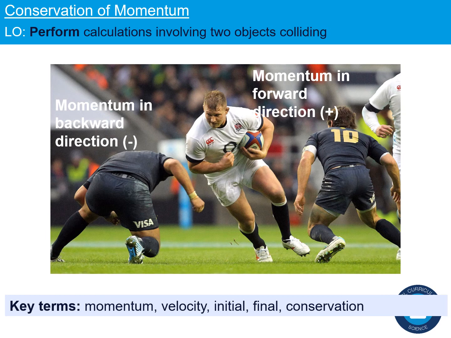Because the England player is moving forwards, we would assign a positive value to the velocity and therefore also to the momentum. And the All Blacks player is moving backwards and so moving in the opposite direction, so we would assign a negative value to the velocity and therefore the momentum would also have a negative sign.